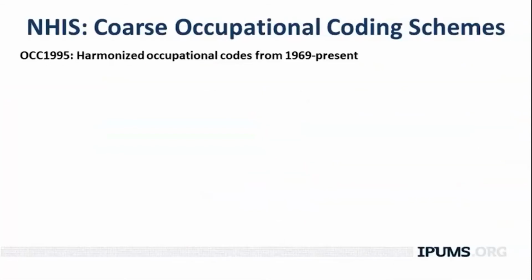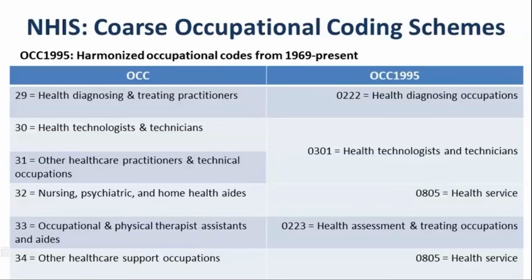Despite the relatively large health workforce occupation bins in the NHIS, occupation codes still change over time and require harmonization. Here we illustrate how occupations are harmonized in NHIS. The primary trade-off is some loss of detail for comparability over time. So on the left are original occupation codes, and on the right is the harmonized OCC 1995 variable. So instead of having 6 distinct occupations, as on the left in the unharmonized data, you end up with 4 after the harmonization process.